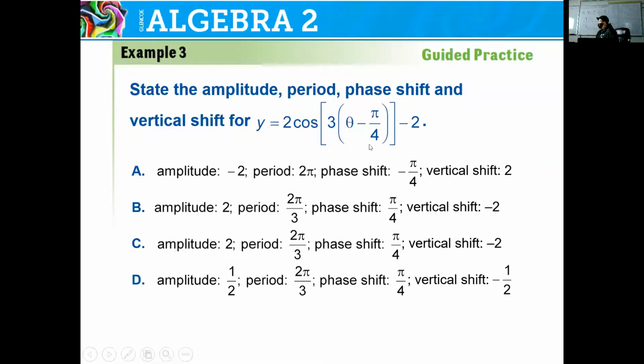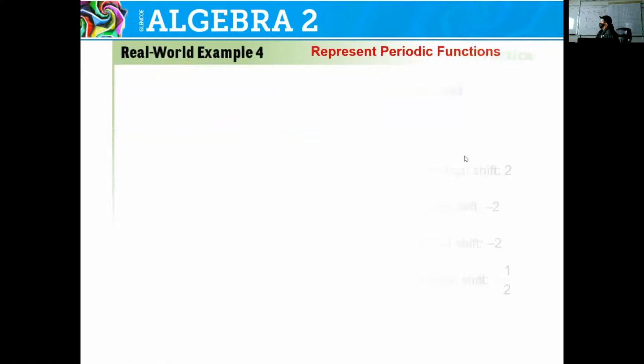Okay, the phase shift is going to be pi over 4 to the right. Okay, the period is going to be 2 pi over 3. The amplitude is 2, and the vertical shift is -2. So the absolute value of A is the amplitude. Period, take 2 pi divided by 3. Phase shift is just pi fourths. Vertical shift, so looking at this answer, this question looks like the correct answer is going to be C. Which is really weird because it's the same answer as B. Huh. Interesting. Very, very interesting.